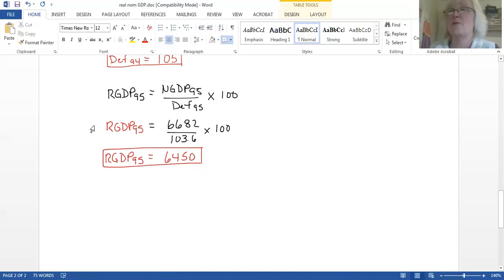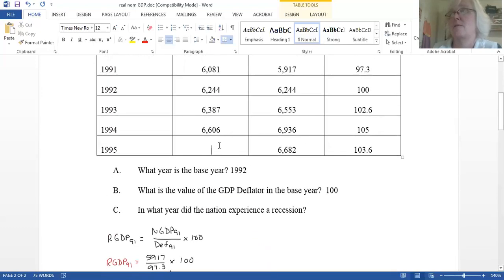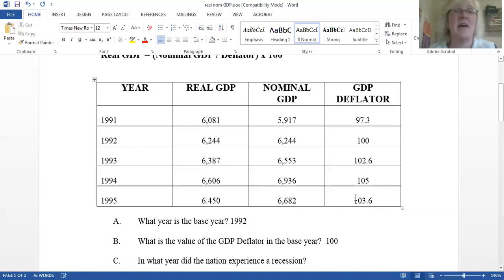Real GDP in 95 is equal to nominal GDP in 95 divided by the deflator value in 95 times 100. So I'm solving for the real GDP 95, plug in 6682 for nominal, 103.6 is the deflator. Don't forget the times 100, and you should get 6450. Let me come back up here, and I'm going to type in 6450. And there we go. Ta-da! We're done.